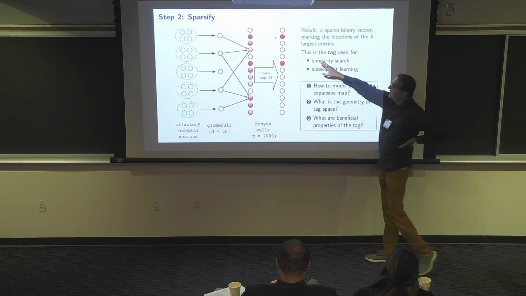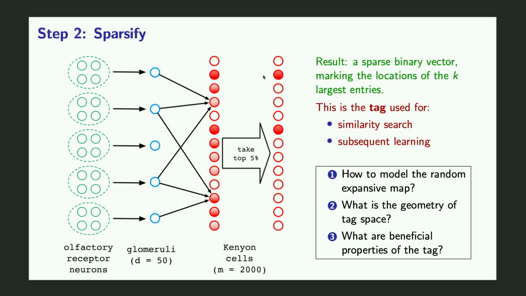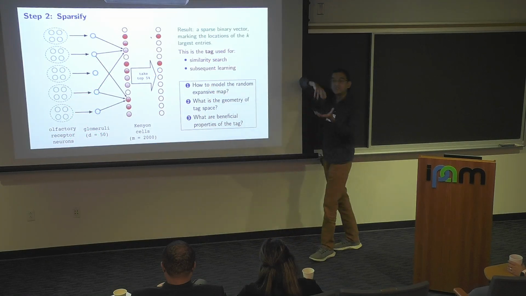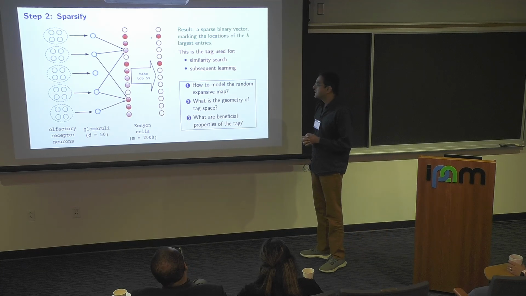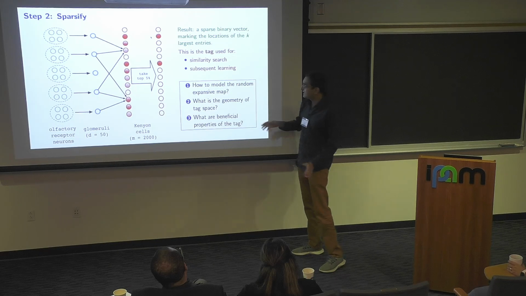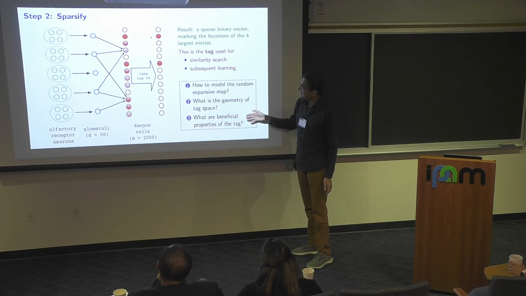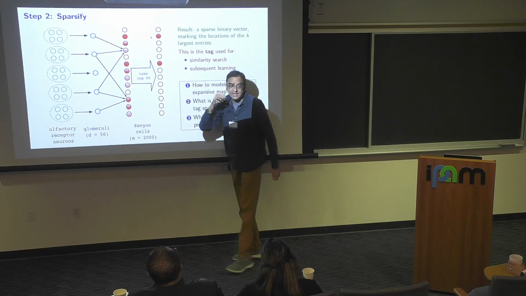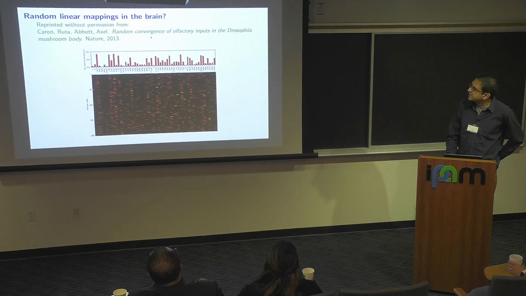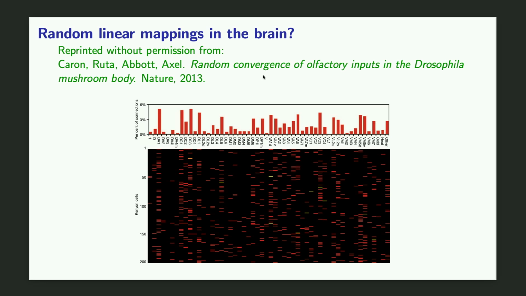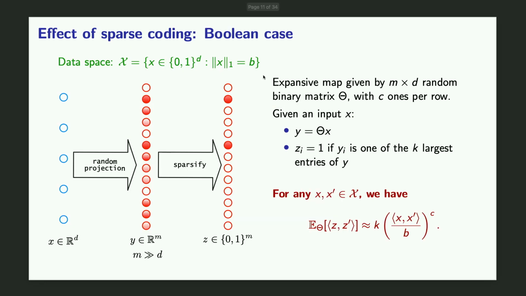And so we spent a little bit of time analyzing the effect of that in order to understand what the geometry is of this space over here relative to the original input. Okay, so what is the geometry of this high-dimensional tag space compared to the original inputs? And the purpose of that was to basically understand what is beneficial about this kind of representation. So this is just some of the statistics of the random mapping. Let me just skip over this.